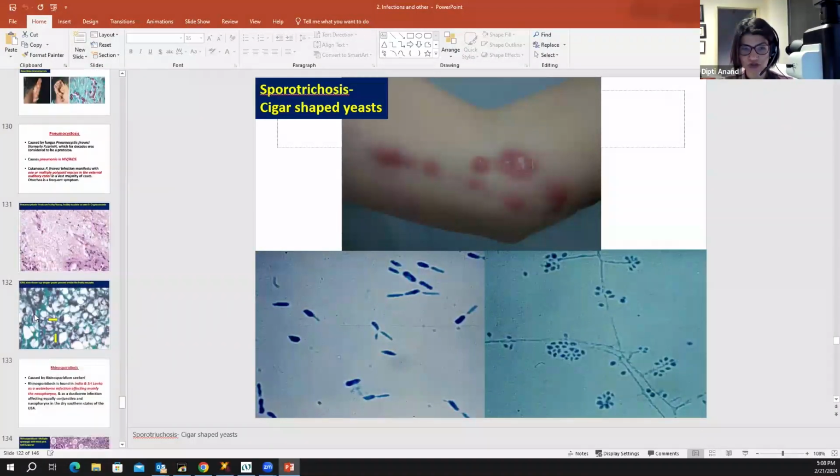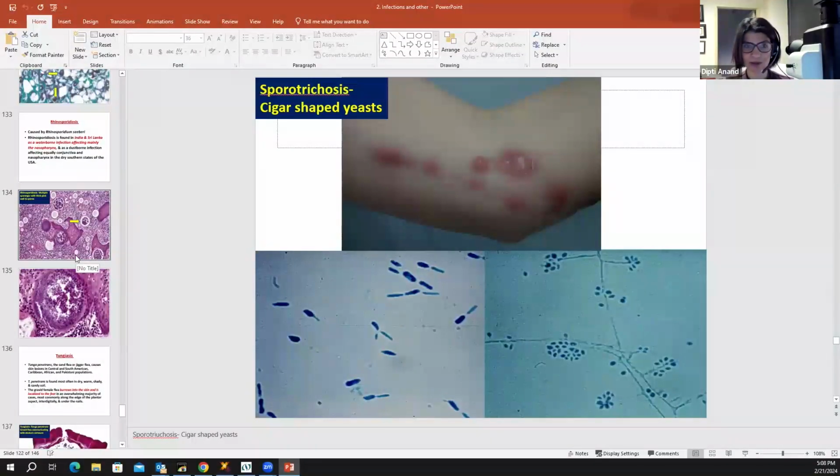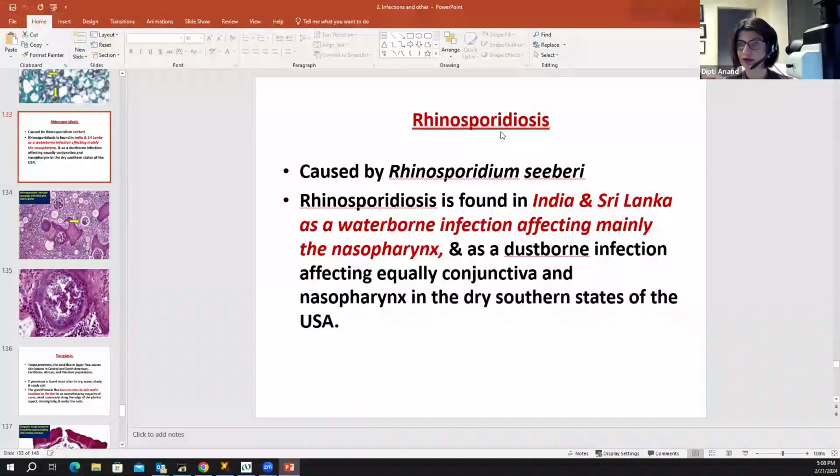Another thing which I would like to talk about, which has actually come up in your core boards, is rhinosporidiosis. So rhinosporidiosis is an infection in India and Sri Lanka, which is actually a waterborne infection. So it is a nasopharyngeal infection, which is produced by Rhinosporidium seeberi.